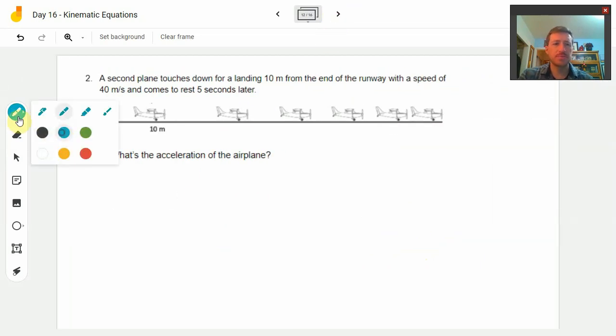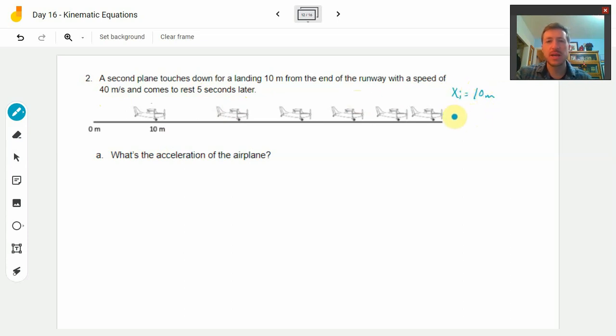Now in the second problem, we've got a plane that is coming down for landing, still moving to the right, and it's touching down 10 meters from the end of the runway with a speed of 40 meters per second, and comes to rest 5 seconds later. So in this case, its initial position that we're concerned with is actually 10 meters. That's the point where it first touches down. Its initial velocity we're given is 40 meters per second when it touches down. And the time of concern is 5 seconds.